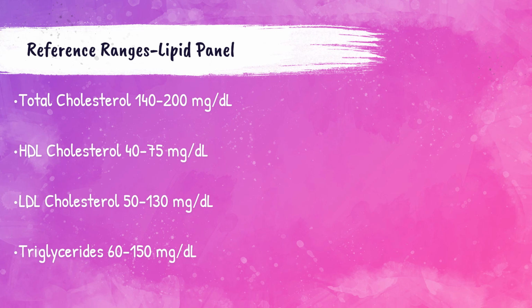Total cholesterol's normal reference range is 140 to 200 milligrams per deciliter. HDL is 40 to 75 milligrams per deciliter. Remember, HDL is the good cholesterol, so you want a higher HDL. LDL's normal reference range is 50 to 130 milligrams per deciliter. Again, recall that this is the bad cholesterol, so you want a lower LDL level. And lastly, triglycerides should be 60 to 150 milligrams per deciliter.